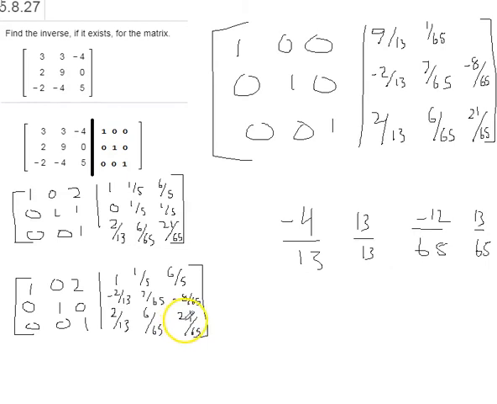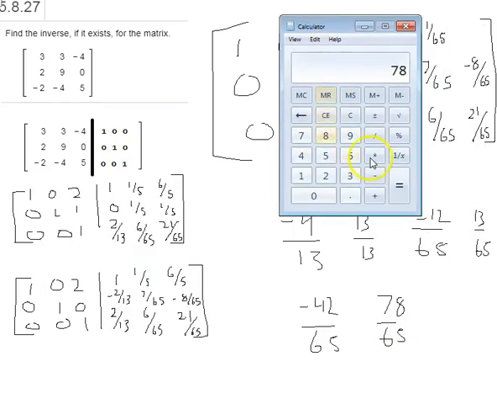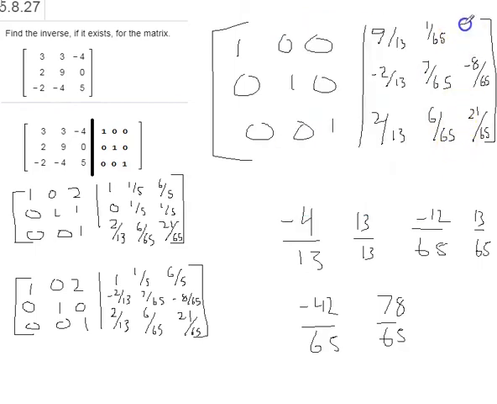And then here I would have -2 would be -42/65. And I'm adding it to 6/5. That's 6 times 13, is 78. So that's 78/65. And then 78 minus 42 gives me 36/65.